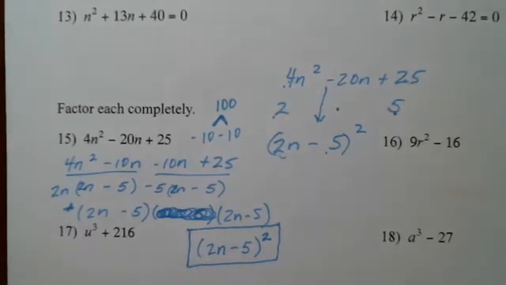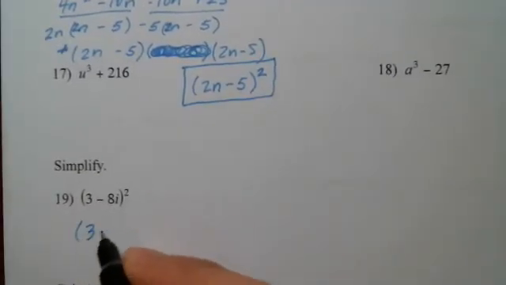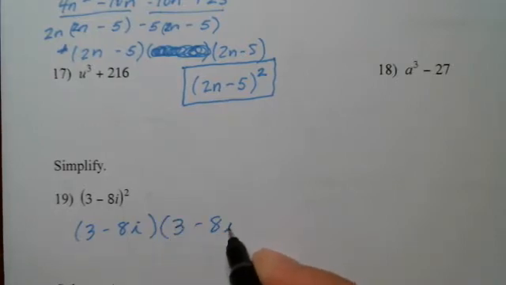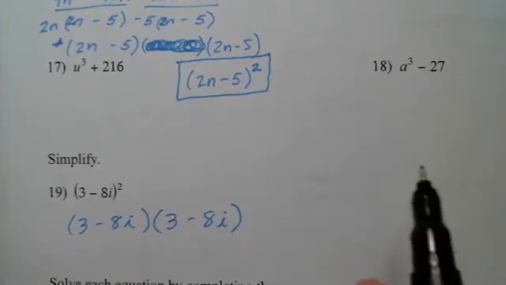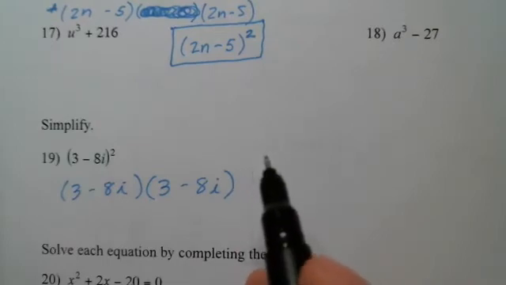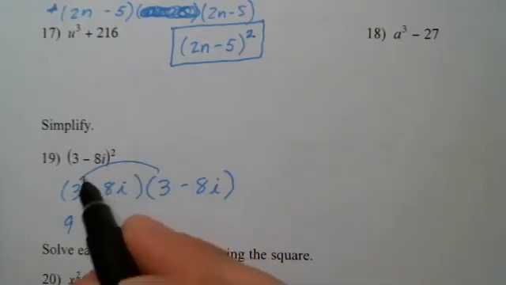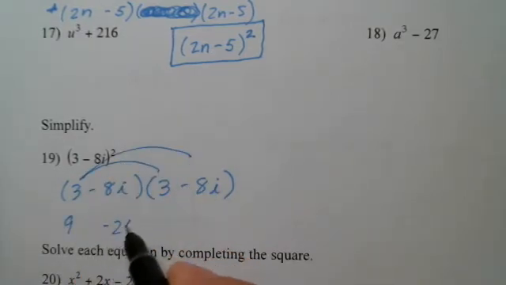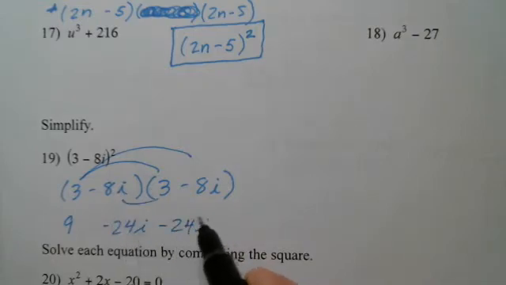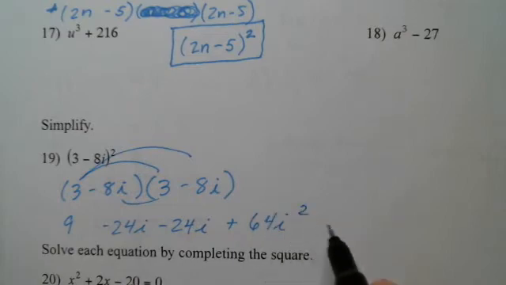19. So 3 minus 8i squared. Yeah. So this is just making it a binomial times a binomial. Right? What I do here? You factor, I'm not factor, FOIL. 3 times 3 is 9. Outside, -24i. Inside, -24i. Last, plus 64i squared.